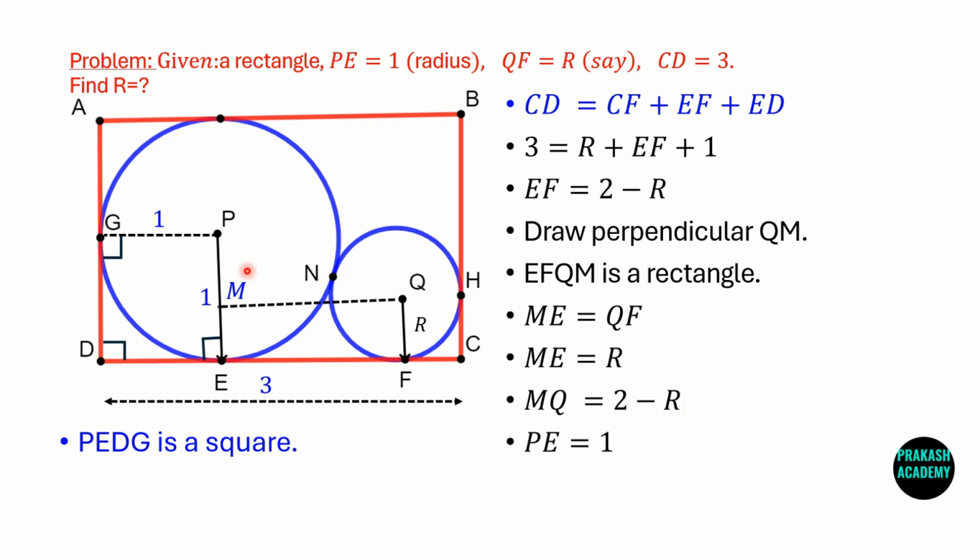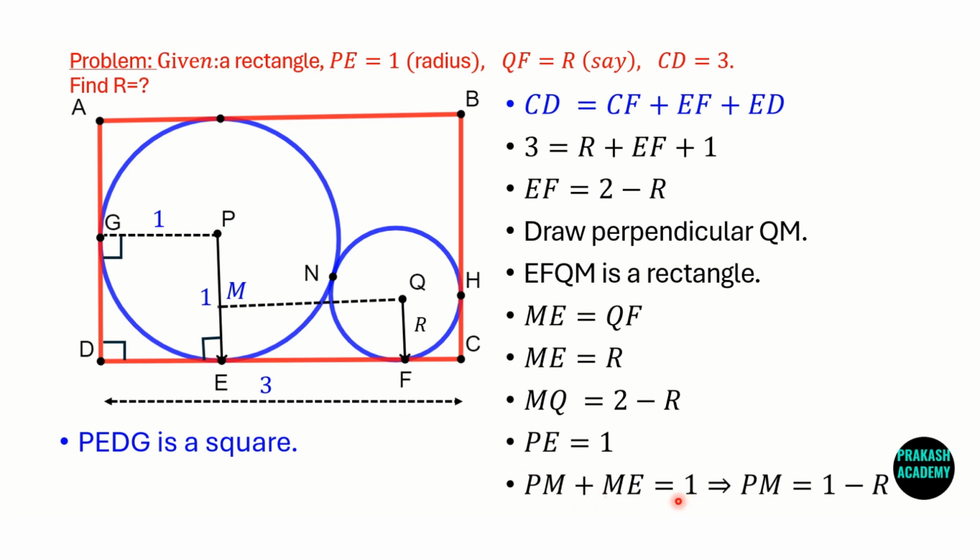What is PE? This length PE is basically equal to 1 unit. So what is PM? PM will be 1 minus R because ME is R. So this will be 1 minus R. So now I can say PM is equals to 1 minus R because PM plus ME is equals to 1.